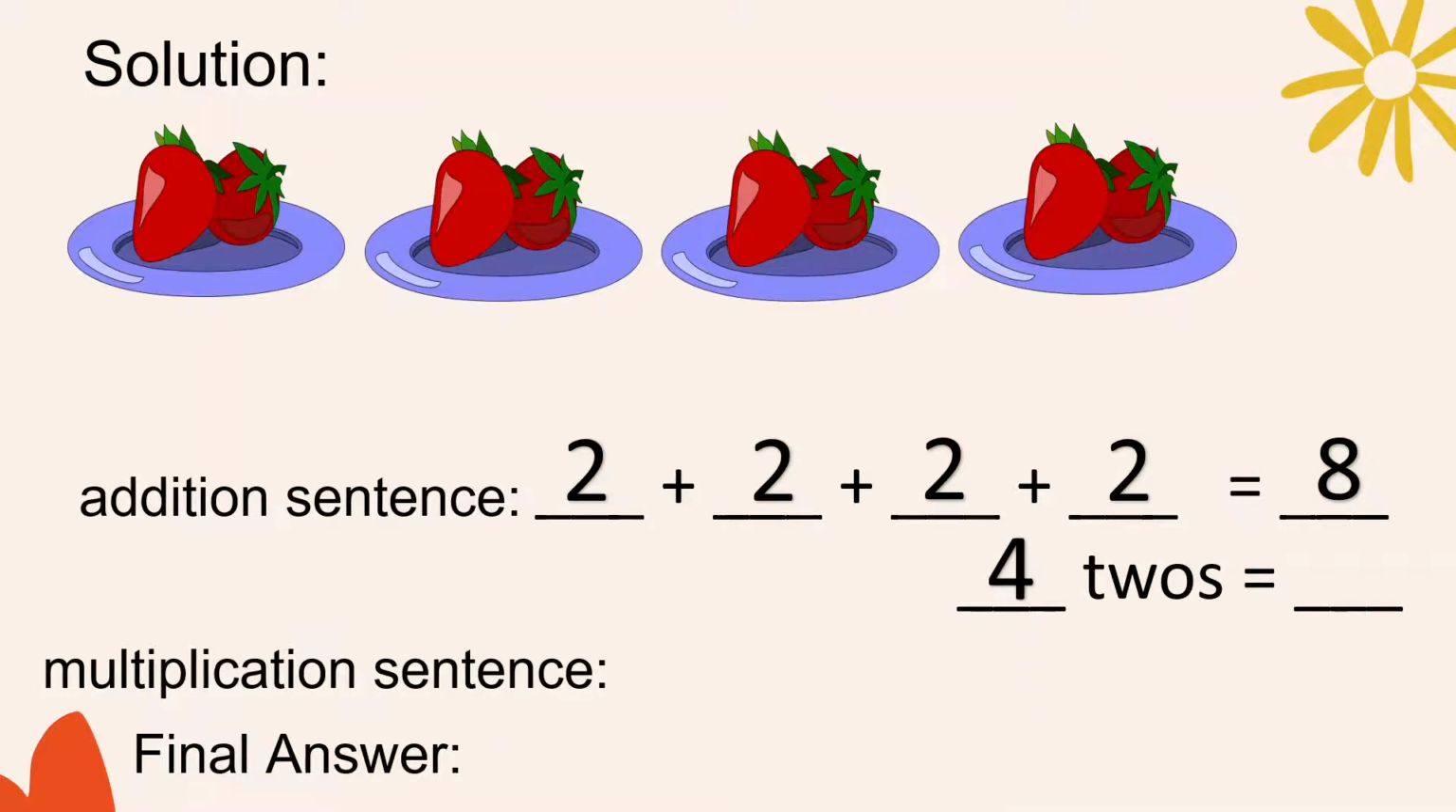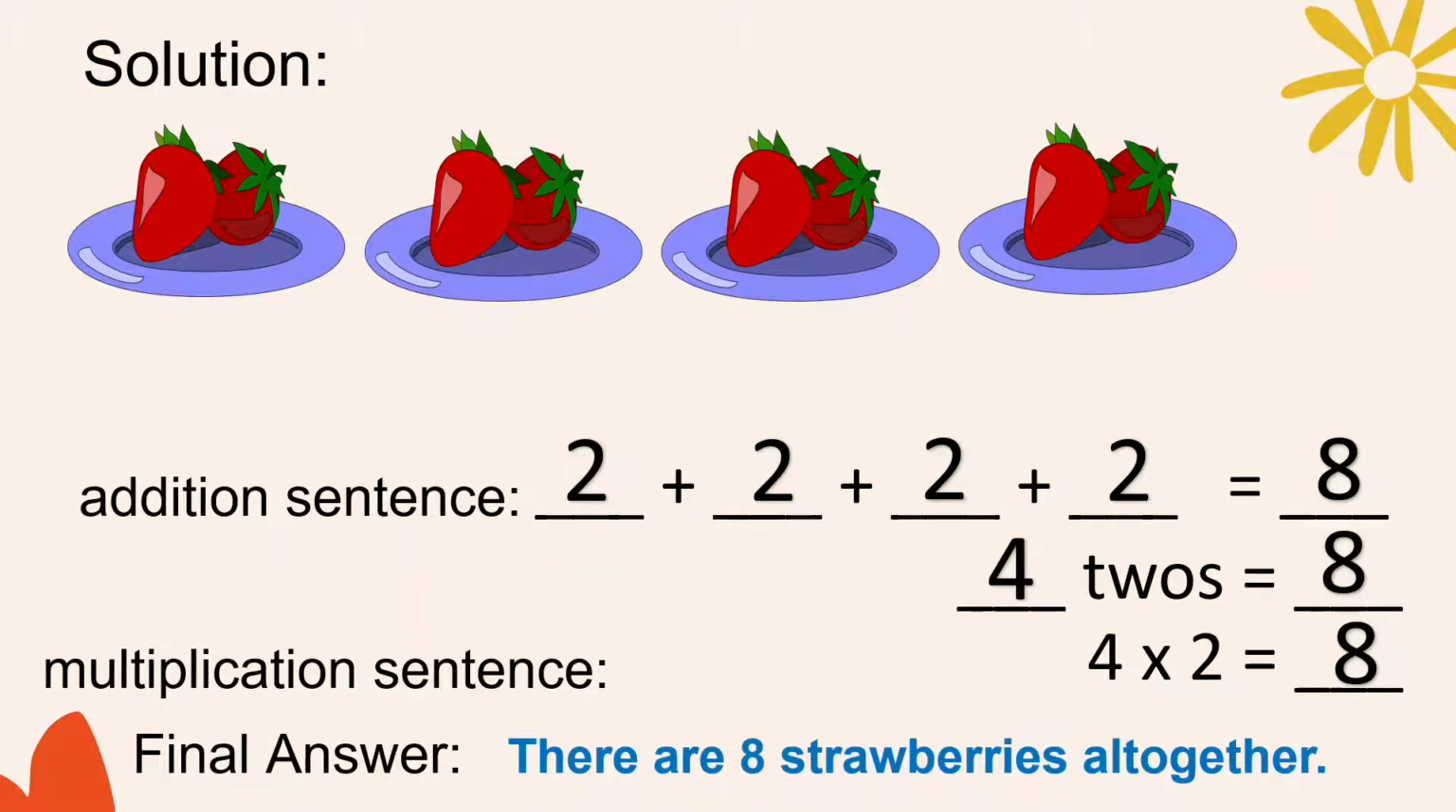So how many 2's are there? 4. 4 2's means 8. And then our multiplication sentence or equation, 4 times 2 equals 8. 4, remember, that's the number of plates or groups. And then 2 because there are 2 strawberries on each plate. And then the total. So our final answer is, there are 8 strawberries altogether.